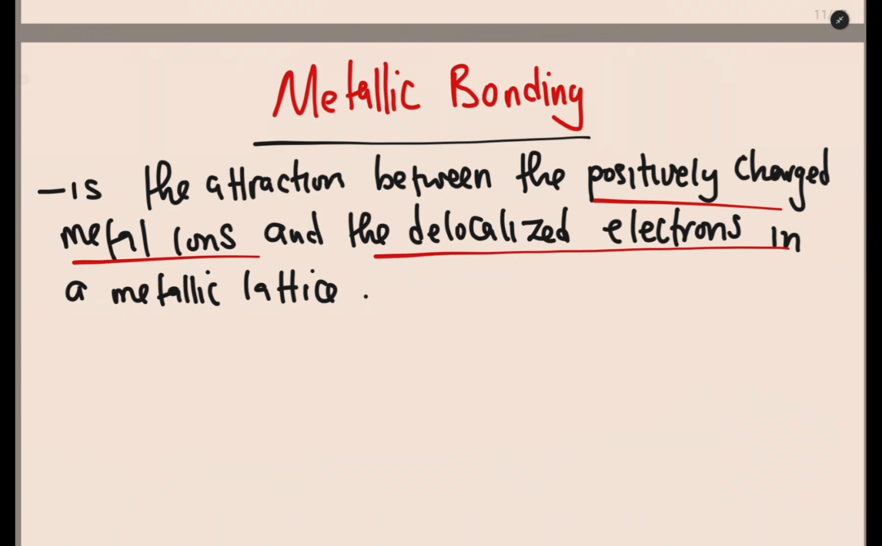So it is a force of attraction between positively charged metal ions and delocalized electrons in the metallic lattice. That is what we call metallic bonding. And in multiple choice questions, these questions are always there. So it's very important that you understand that particular part.